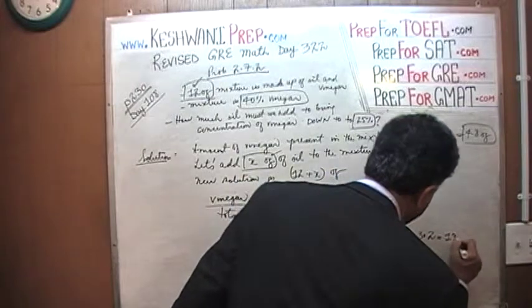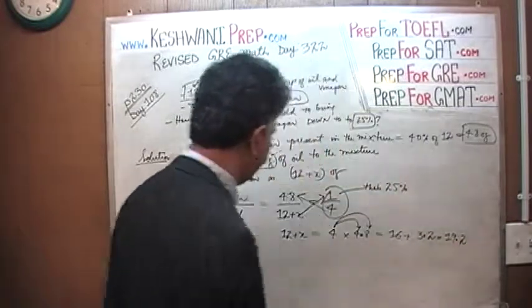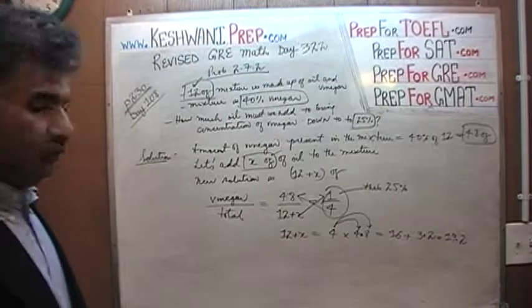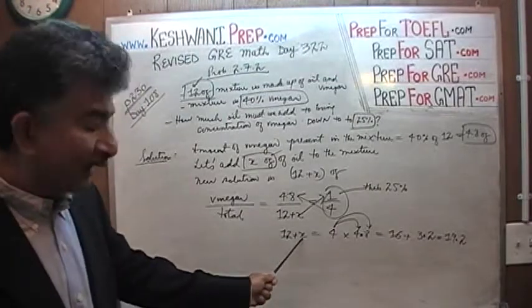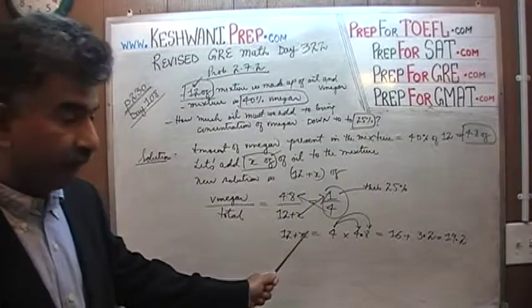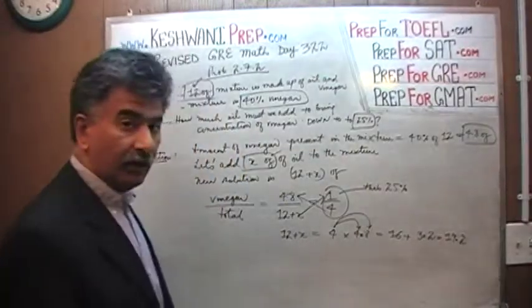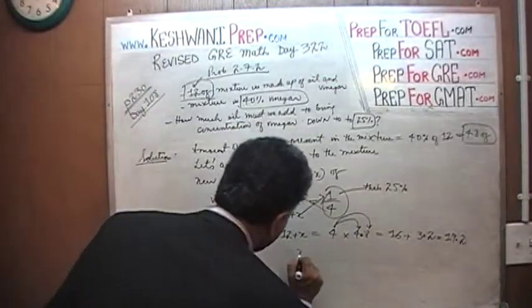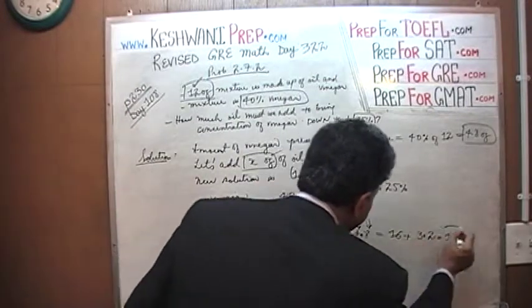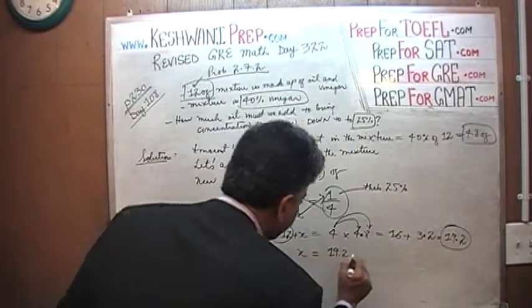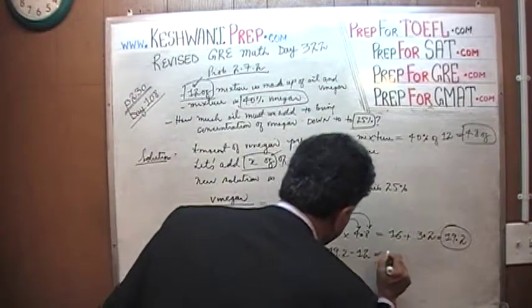So we have a total of 19.2 ounces of solution. 12 plus X: 12 ounces that we started out with, and the X ounces of oil that we are adding to it. So to find out how much oil we are adding, we simply subtract 12 from both sides. So X is going to be 19.2 that we have here, minus the 12. Voila.